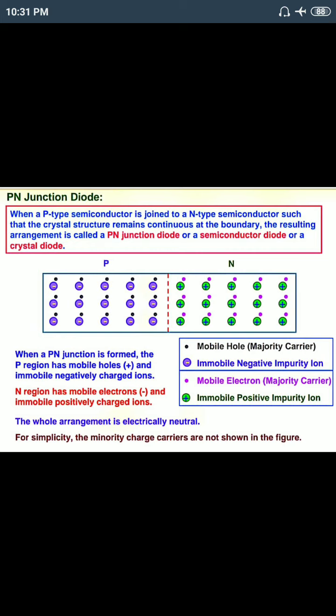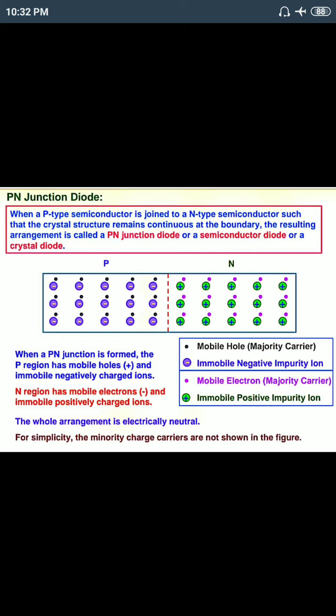So this is the arrangement. When a p-type semiconductor and n-type semiconductor are joined together, a boundary is formed in between them. This arrangement is called a p-n junction diode, or sometimes it is called a semiconductor diode.